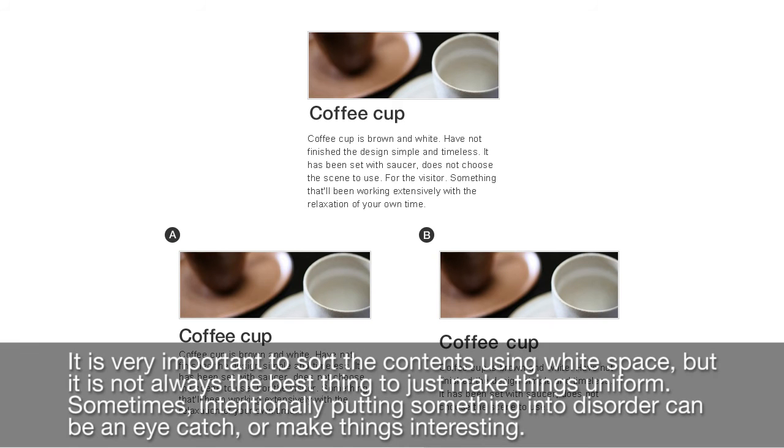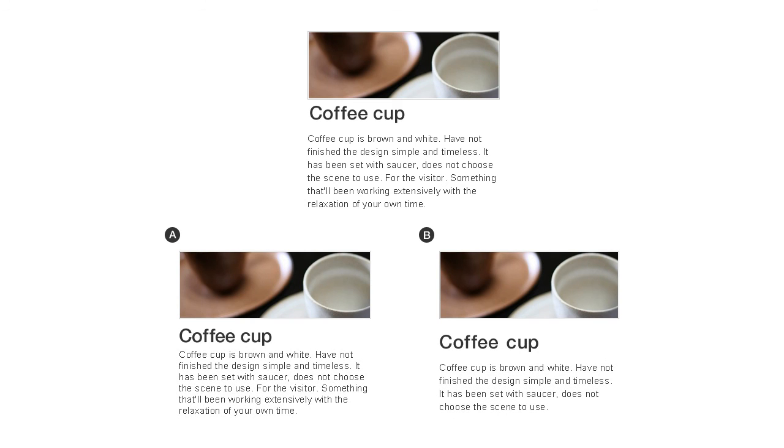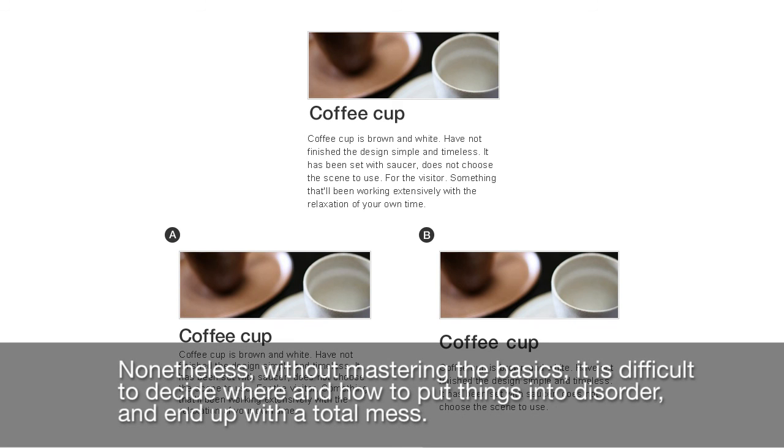It is very important to sort the contents using white space, but it is not always the best thing to just make things uniform. Sometimes, intentionally putting something into disorder can be an eye catch or make things interesting. Nonetheless, without mastering the basics, it is difficult to decide where and how to put things into disorder, and end up with a total mess. Always keep in mind and practice to make better use of white space.